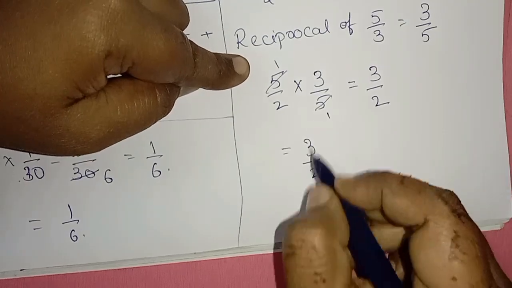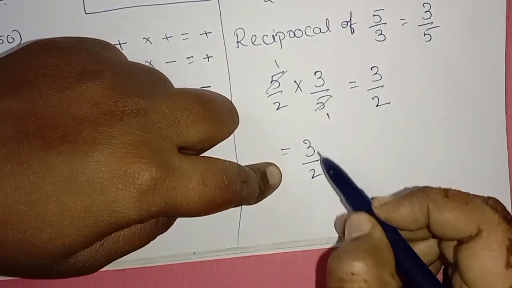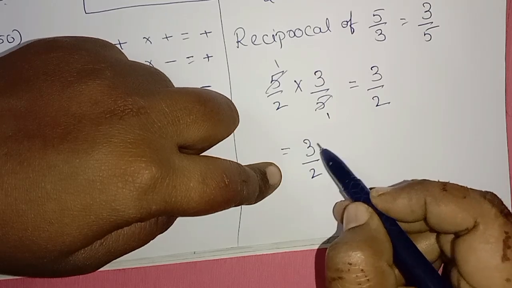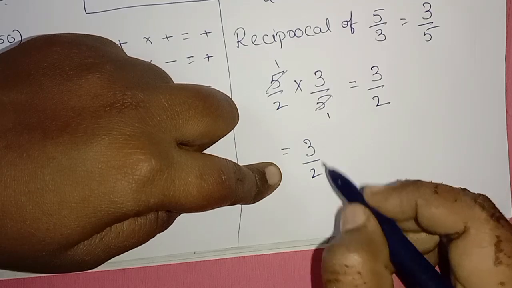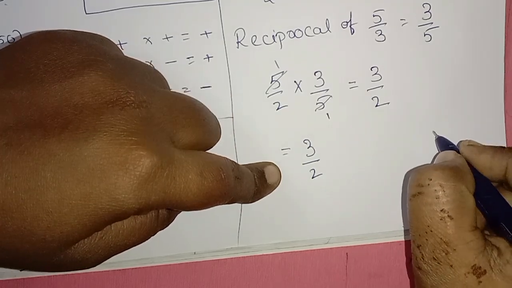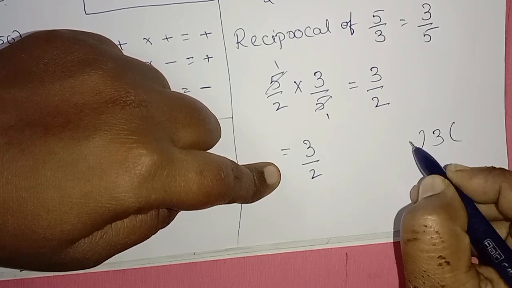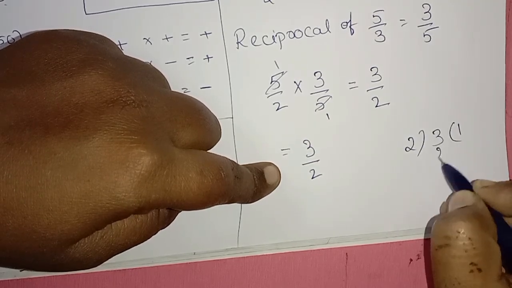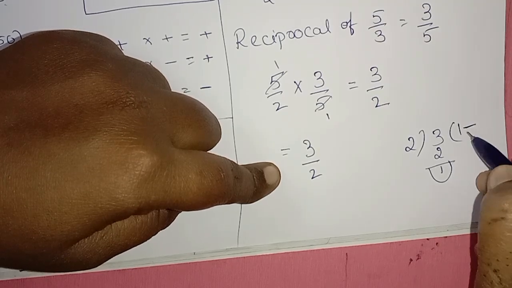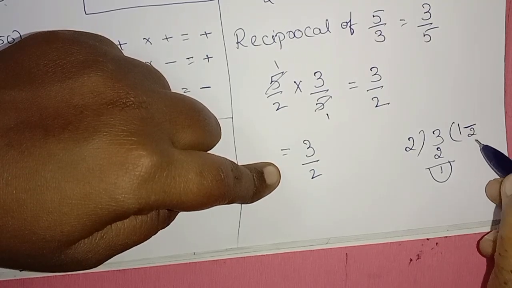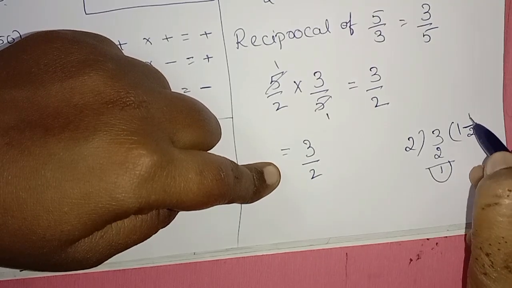We can convert this improper fraction. What is an improper fraction? If the numerator is greater than the denominator, that type of fraction is called an improper fraction. We can convert it into a mixed fraction. Divide your numerator by the denominator: 2 ones are 2. What is your remainder? 1. Here your denominator will always be the same, it will not change. So I am writing this denominator here and this remainder will come here.